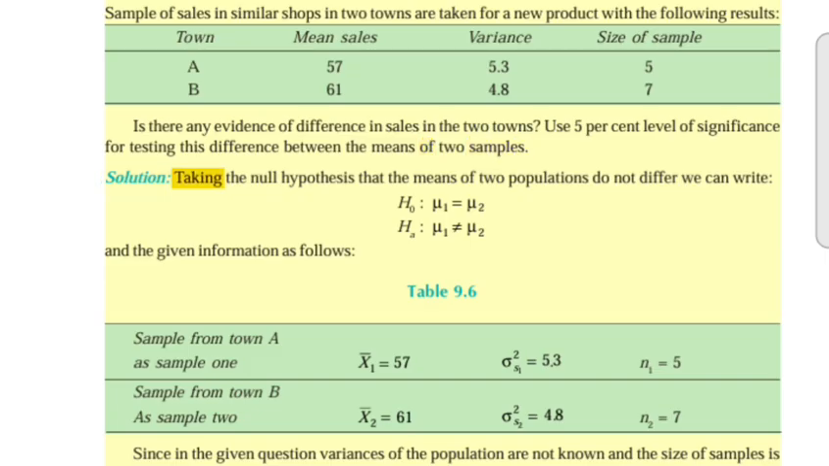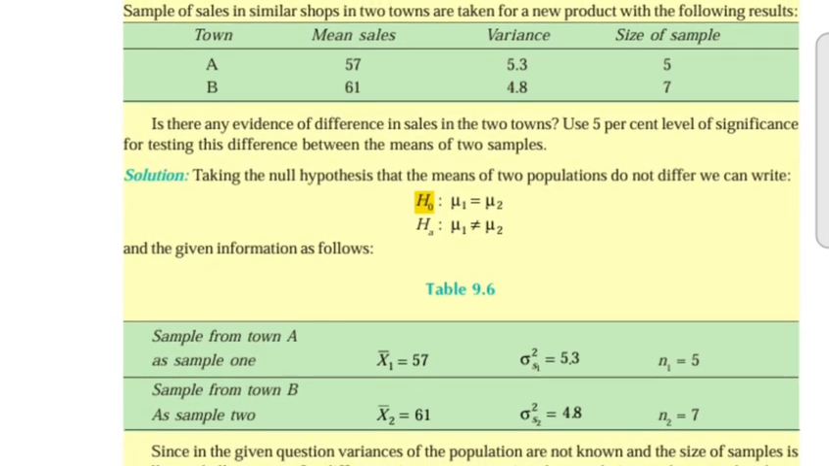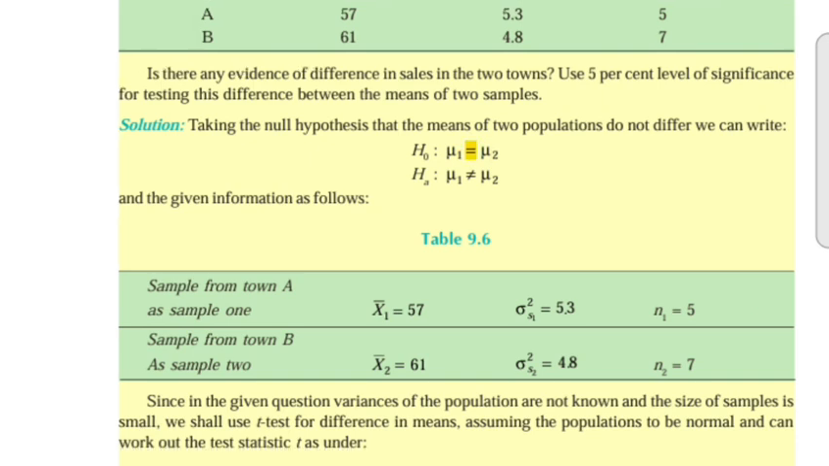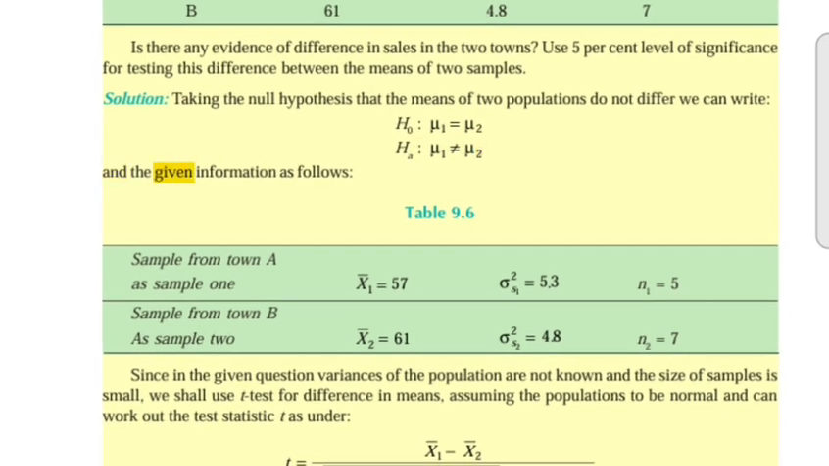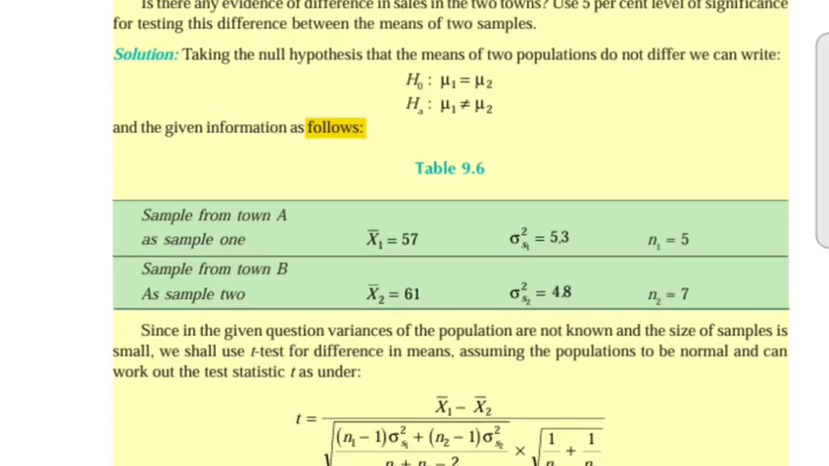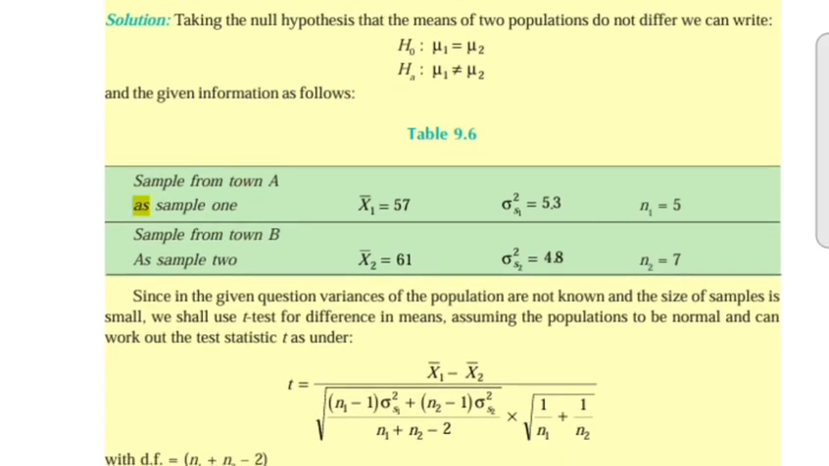Solution. Taking the null hypothesis that the means of two populations do not differ, we can write H0: mu1 equals mu2, Ha: mu1 does not equal mu2, and the given information is as follows. Table 9.6. Sample from town A as sample 1, x bar 1 equals 57, sigma squared 1 equals 5.3, n1 equals 5.